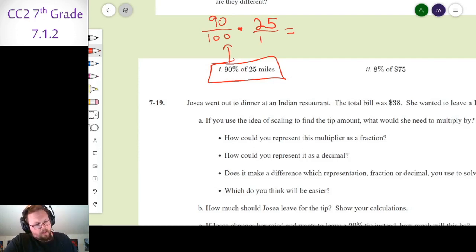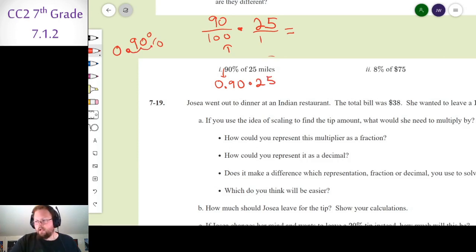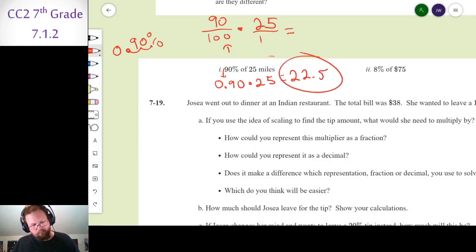I personally would recommend that when you see a percentage like this, you take 90% and call it the decimal value of 0.90. Because if you had 90% originally, you go 2 spots left, and you get 0.90, and then times 25. Okay? And even if you don't get a whole number, that's still fine. In this case, 0.90 of 25 is going to be 22.5, which is okay.